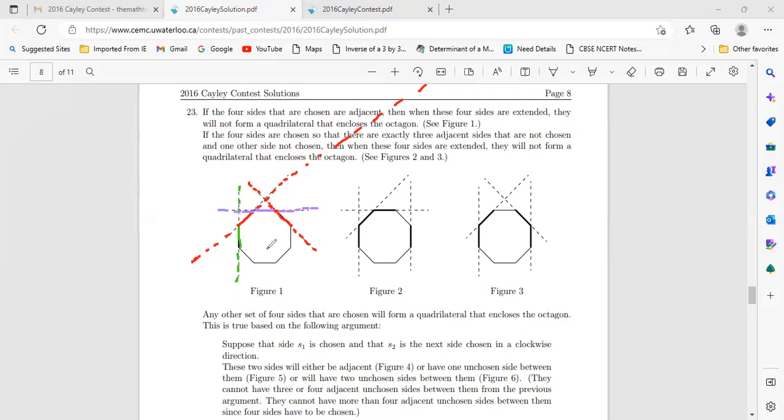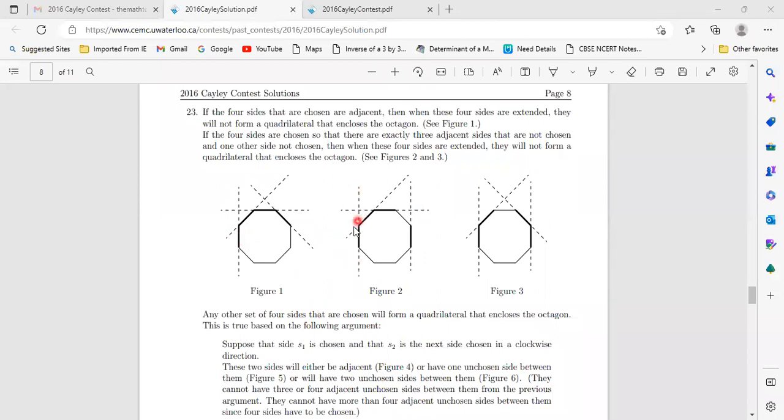The thing is, you have to check after the extension whether they'll meet to form a quadrilateral or not. This is not a quadrilateral, right? So this is not possible. Figure 1 is not possible. So they are going for figure 2.